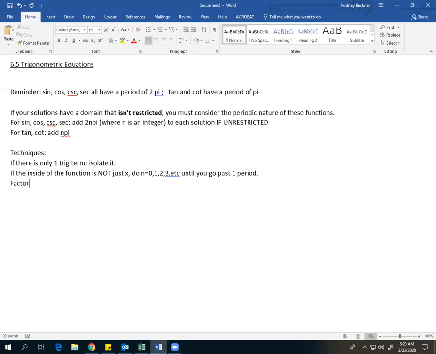If you ever have anything that you can factor, a general rule of thumb in math is if something's factorable, it might be a good idea to factor it. So with factoring, you may end up using your zero product rule. You may end up with multiple equations from this single trig equation, just like quadratics and cubics. You may need to use Pythagorean identities. You may need to use double angle formulas. You may need to use some other properties.